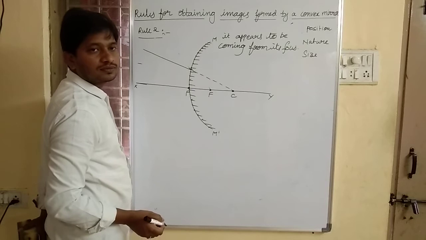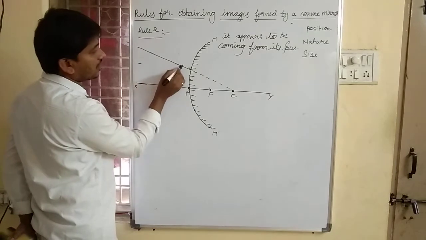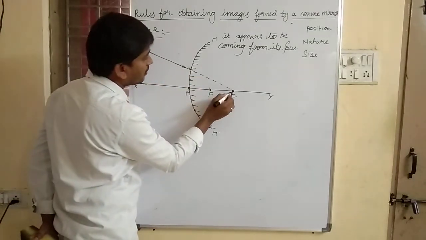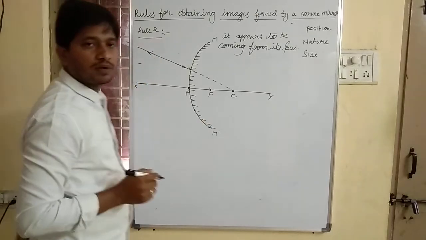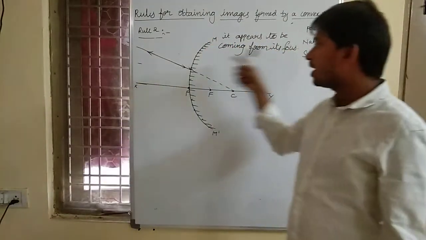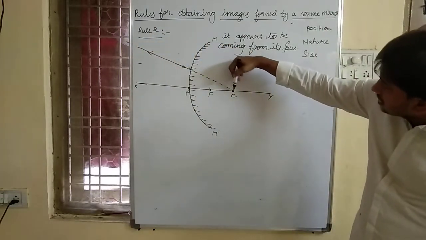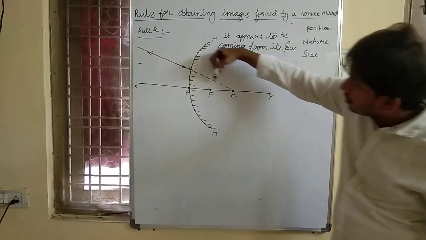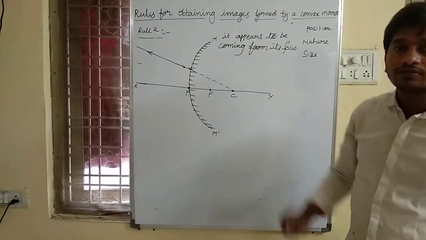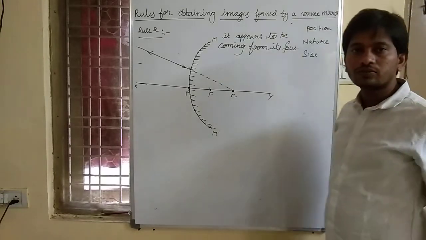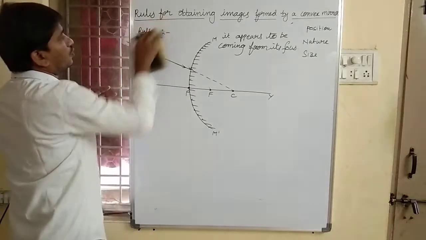After reflection, it takes the same path but in the opposite direction. This is my incident ray going towards the center of curvature of a convex mirror. After reflection, it comes along the same path but in the opposite direction. After reflection, again it takes the same path but in the opposite direction. That is our rule 2. Now what is rule number 3? Rule 3.